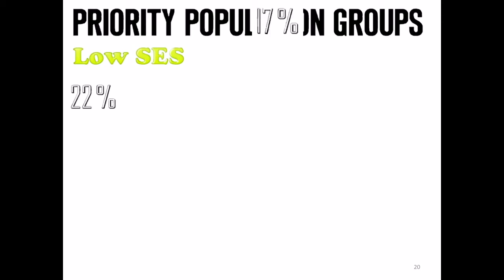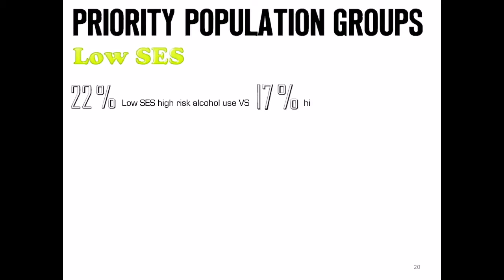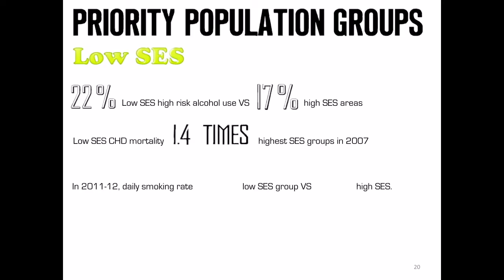Low SES are also a priority population group, and there are clear differences between low and high SES when it comes to health outcomes. An interesting statistic is the daily smoking rate of 23% for low SES versus 10% for high SES. And of course, we know that smoking contributes to a number of cancers and also cardiovascular disease.